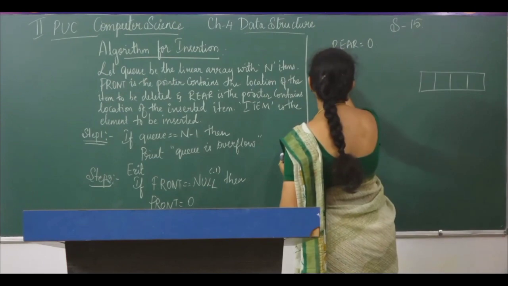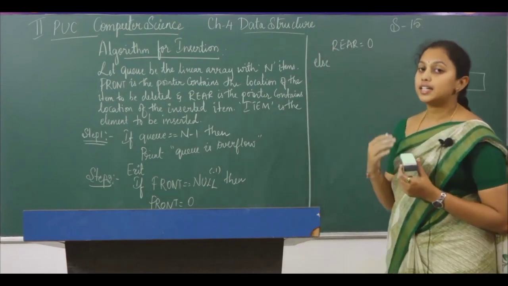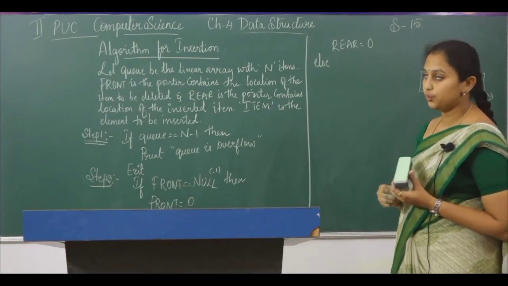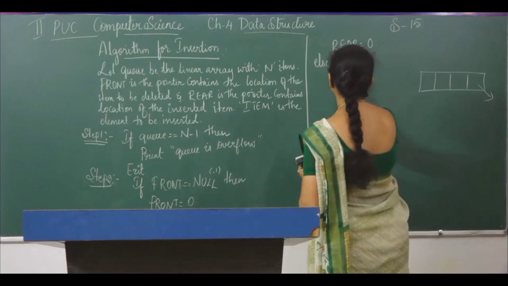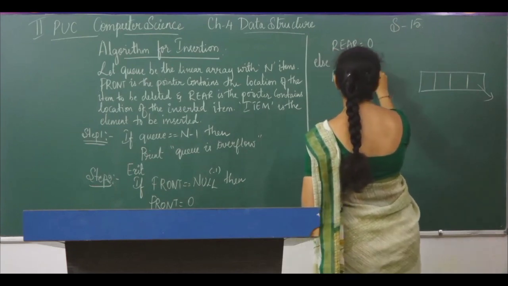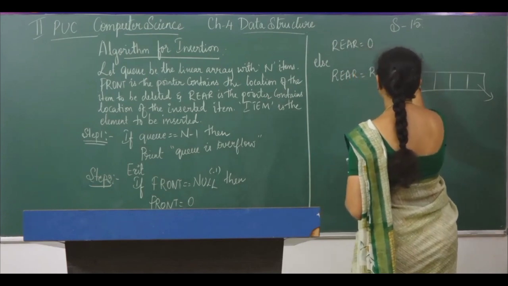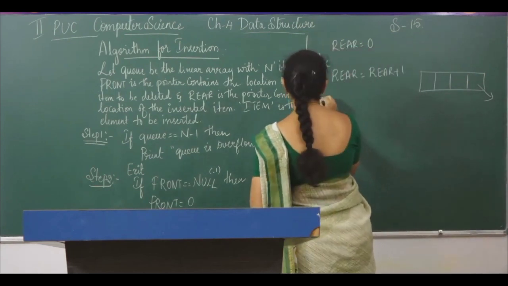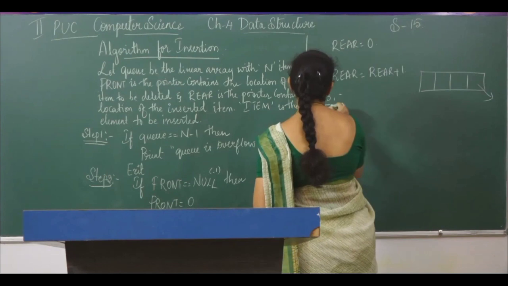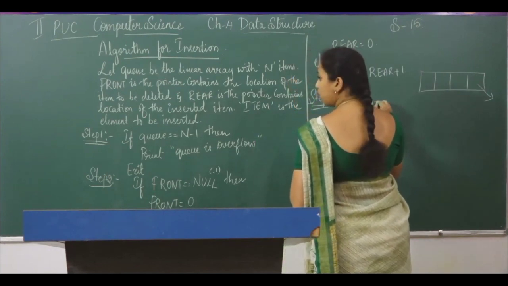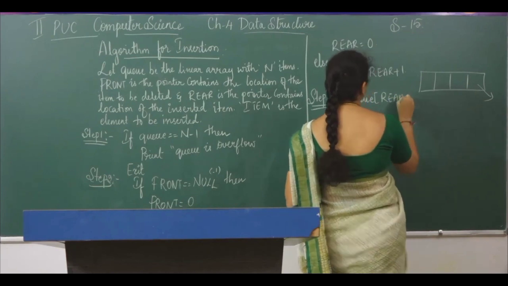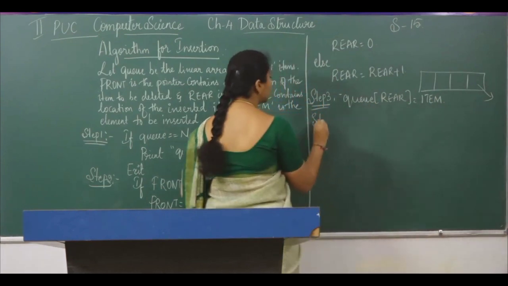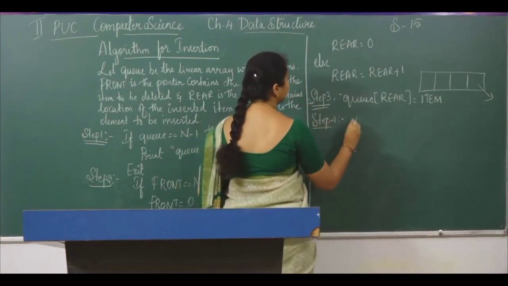Else, if this queue is not empty, then we can insert an item into the queue at the rear end of the queue by incrementing the rear pointer by 1. So rear is equal to rear plus 1. So at the end of the queue we are inserting an item, that is Q of rear is equal to item. After inserting an item into the queue, we are returning from the queue.